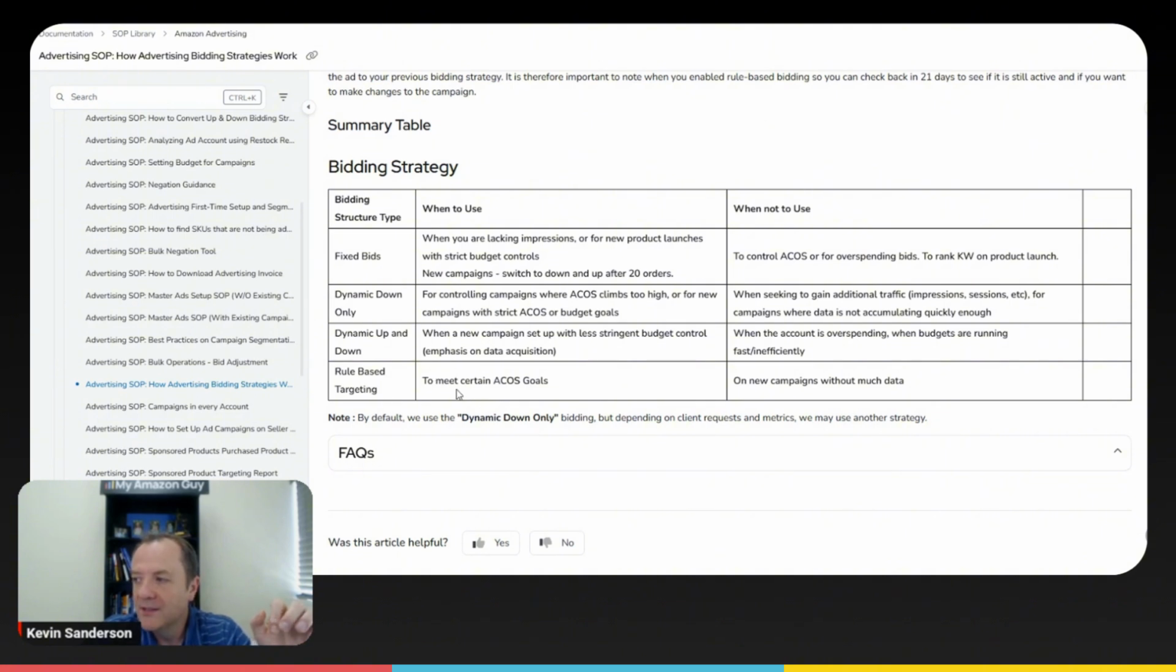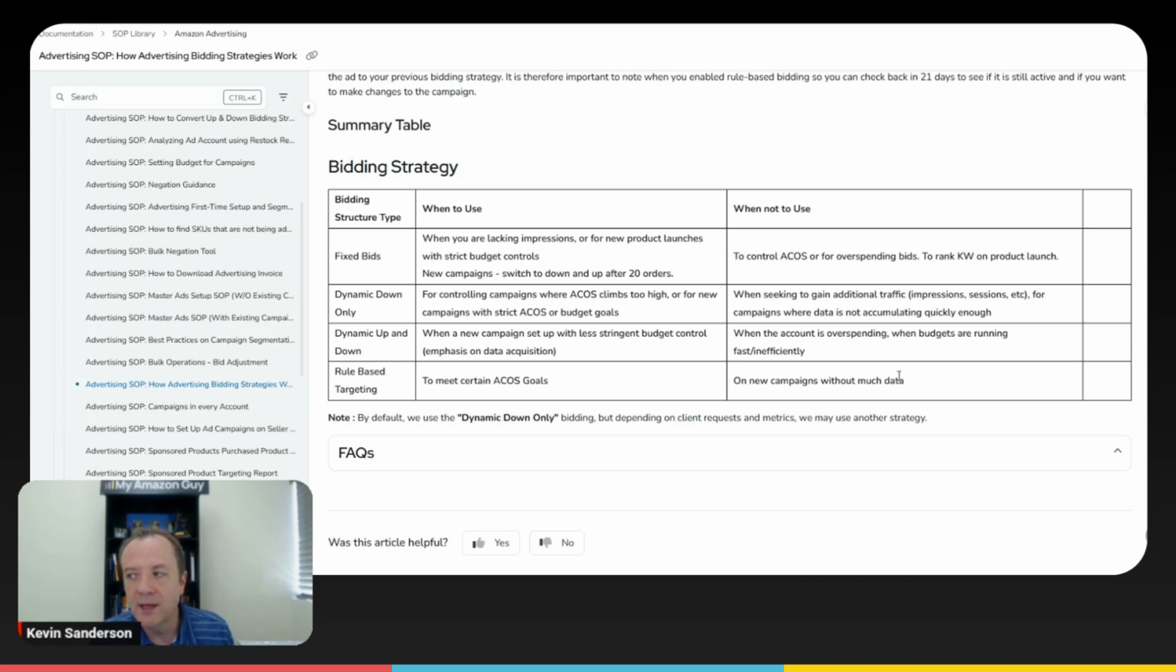And then rule-based is going to be more when you have very specific ACOS goals and you have the data to back that up. You wouldn't want to do that on newer campaigns. Even if you have the 30 conversions in 30 days, I would say you want to have several months before you get into this, because 30 days could just be a good season. You want to make sure that you really have a good understanding of that campaign, because you're bidding that.